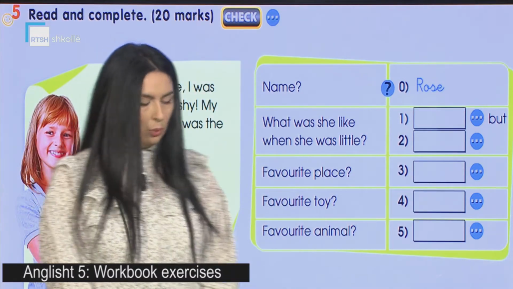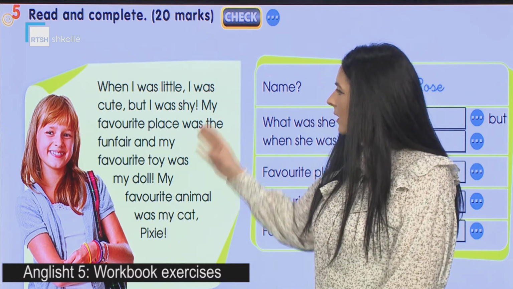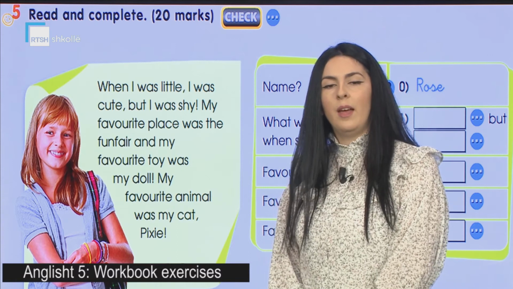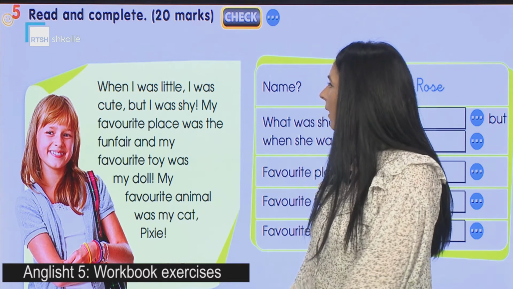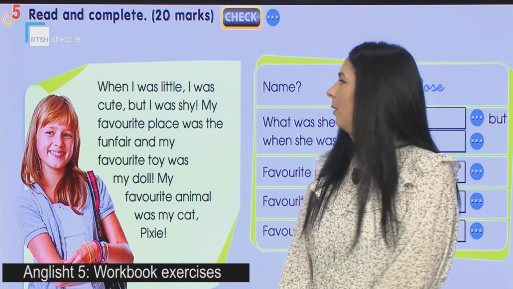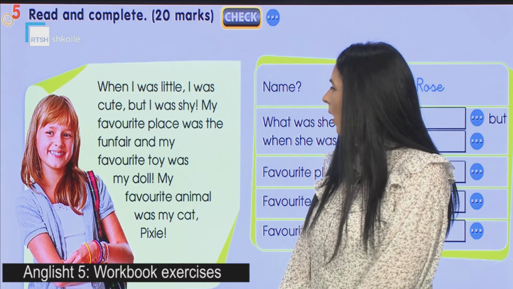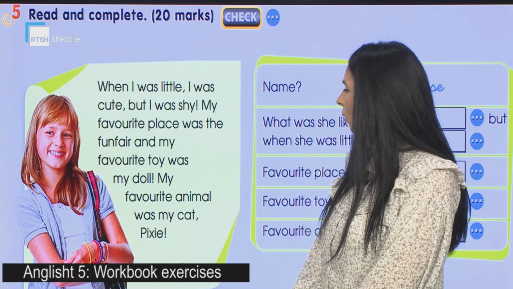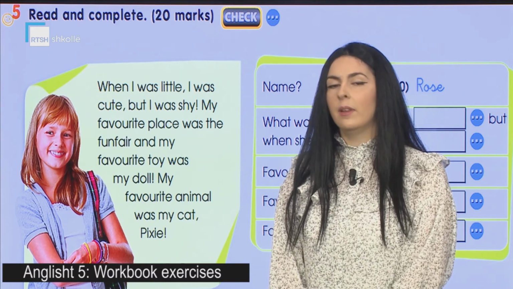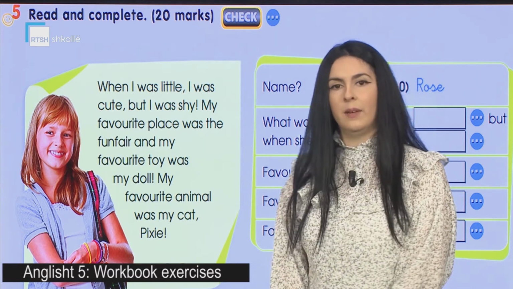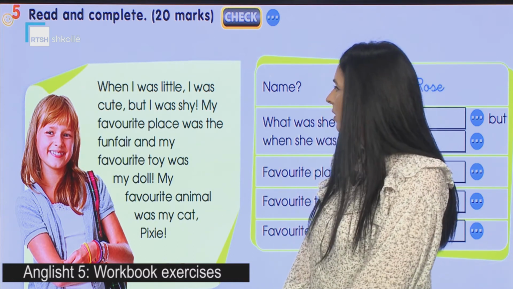We are going to continue with the final exercise. Read and complete. This is a short text. We're going to read it and then we're going to do some questions about the text. When I was little, I was cute, but I was shy. So look at the adjectives. My favorite place was the fun fair and my favorite toy was my doll. My favorite animal was my cat, Pixie, by Rosie. So we read a short description of Rosie.